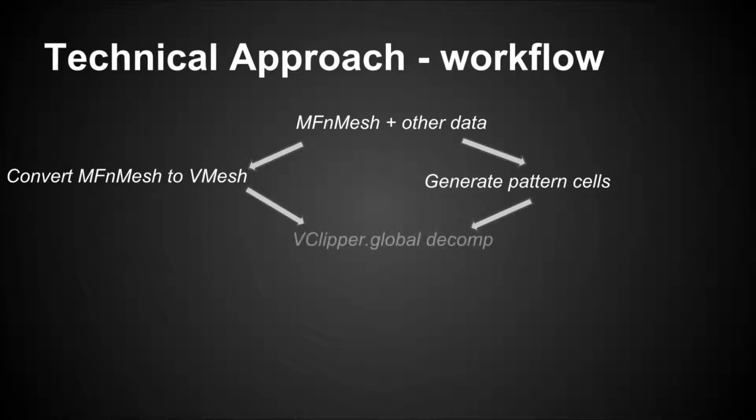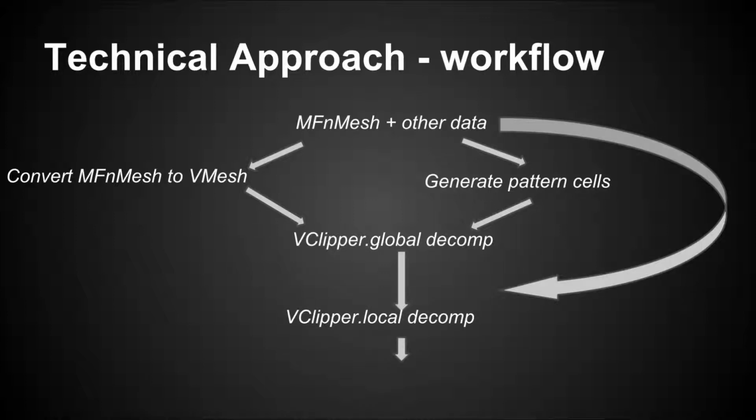After that, we first clip the global decomposition cells against vMesh using Boolean intersections. And then, we align local pattern cells to impact position and clip against the affected piece. Finally, we convert the resulting mesh back to Maya mesh.